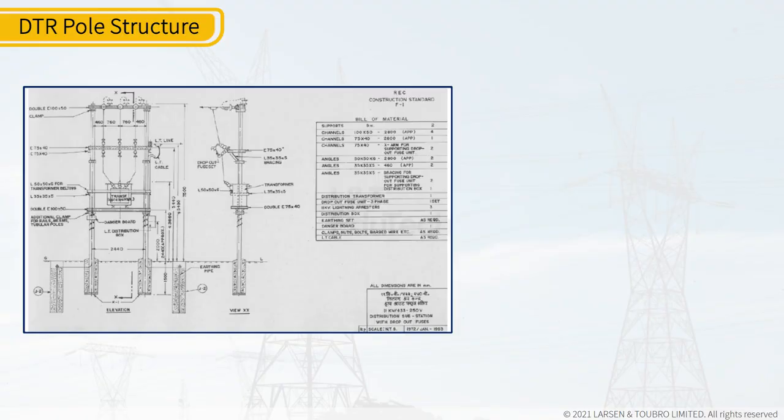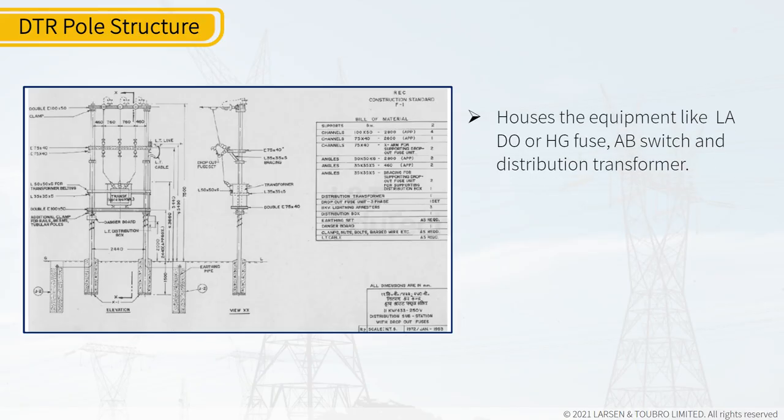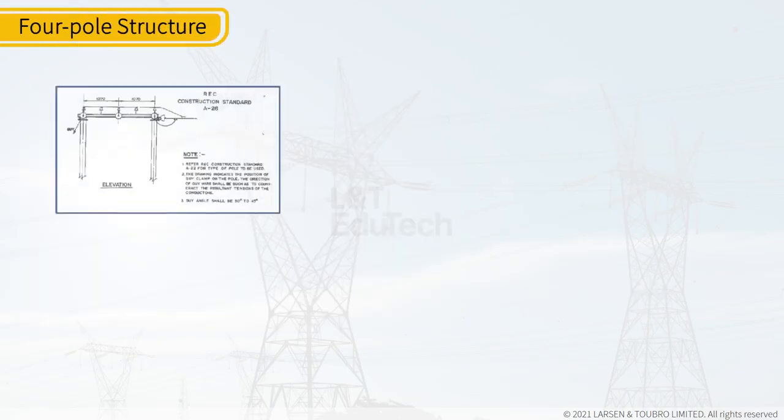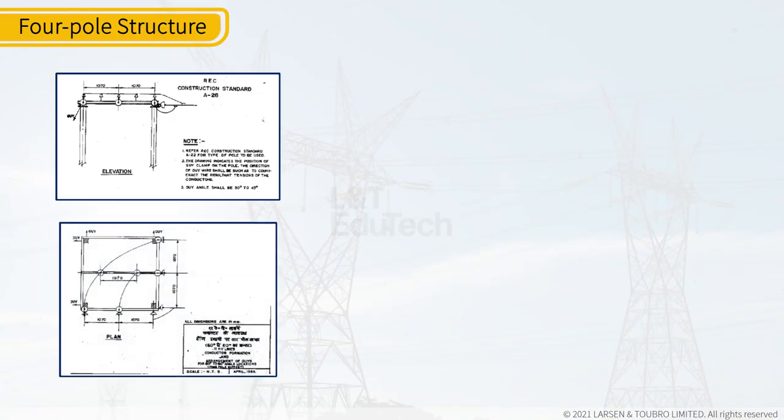Following the earlier slide, this one shows the details of structures for double pole mounted distribution transformer. In this double pole structure, we may have to house equipment like LADO or HG fuse, AB switch and distribution transformer. For each of the equipment placing, we need structures. These are called DTR pole structures. Next, let's learn more about the 4-pole structure.